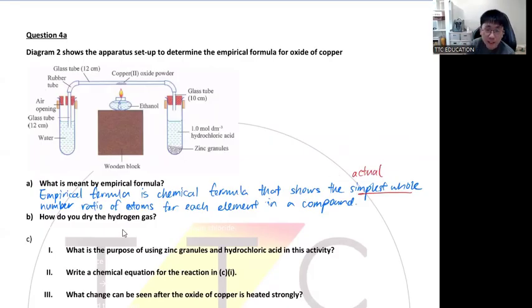How do you dry the hydrogen gas? Okay, so for this one, guys, this one question, can you cancel it for me? This one no more already. This one is an old question, old syllabus. So you all cancel this for me. So ignore this. We go for C.